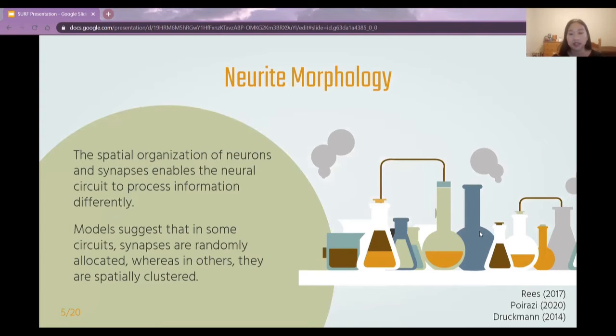So what does the field currently know about neurite morphology and how it affects output? Unlike in a field like physics, we don't have a strict formula for where and why synapses form at the locations they form at. We currently know that neural circuits process information differently by the types of neuron and how their synapses are distributed. For example, studies over the past decade have shown that certain neuron models match biology better when synapses are randomly allocated than clustered and vice versa. In the rat, there is evidence that hippocampal cells work better with randomly allocated synapses, and pyramidal neurons work better with clustered synapses.